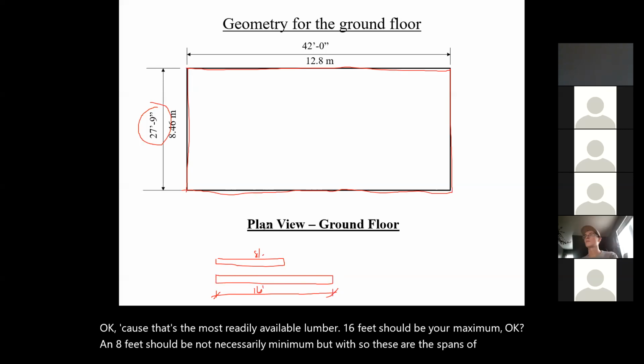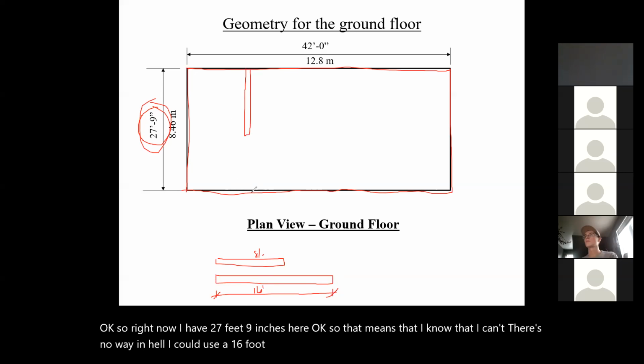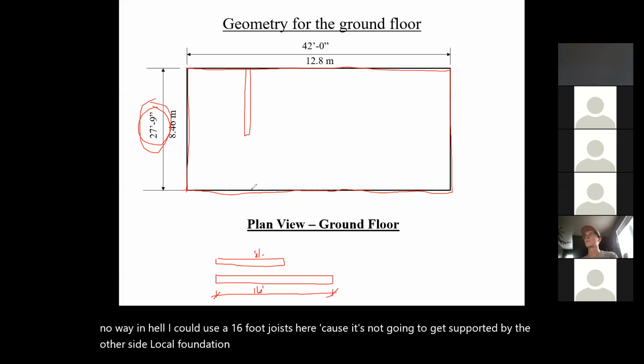These are the spans of your joists, okay? So right now, I have 27 feet 9 inches here. I know there's no way in hell I can use a 16-foot joist here, because it's not going to get supported by the other side of the foundation wall. So what do I have to do in between these two?